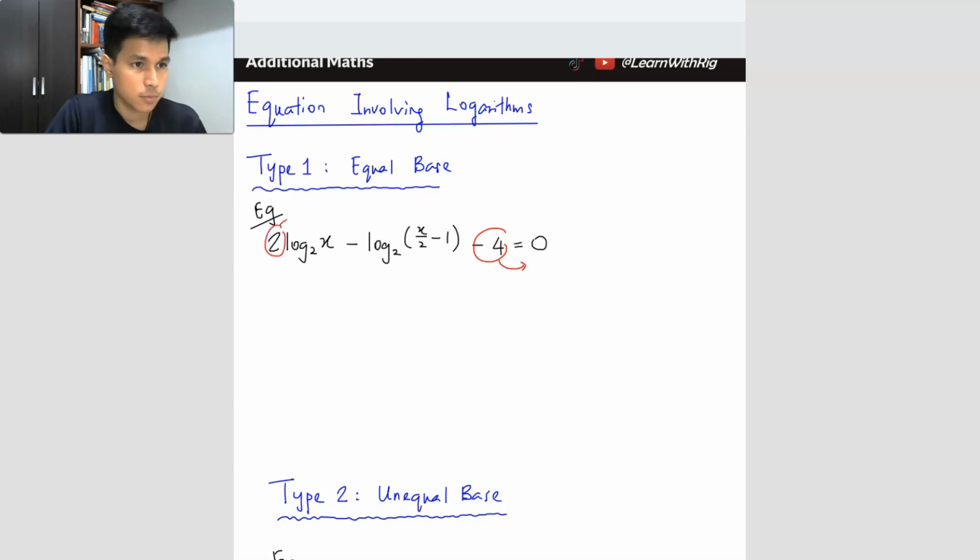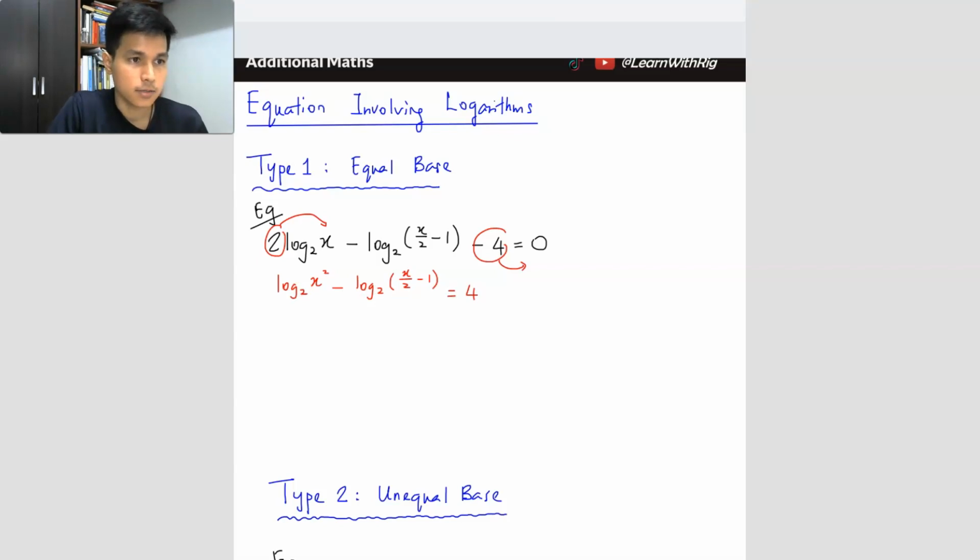But before that, we have to bring this up here, because with the 2 there, you cannot do anything. We cannot combine the log, correct? So we have to bring it to the top first. So in the end, you will have log x squared, base 2, minus log base 2, and then here is x over 2, minus 1 equals to positive 4. Now both of them are base 2, so you can combine them.